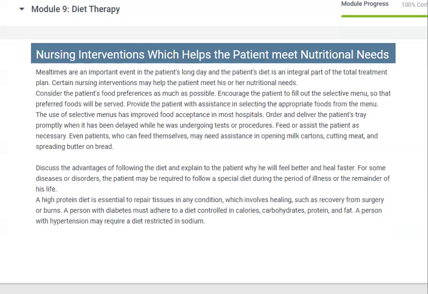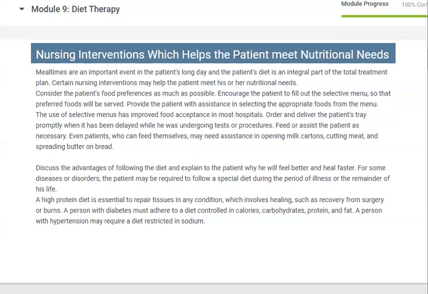Mealtimes are an important event in the patient's long day, and the patient's diet is an integral part of the total treatment plan. Certain nursing interventions may help the patient meet his or her nutritional needs. Consider the patient's food preferences as much as possible. Encourage the patient to fill out the selective menu so that preferred foods will be served. Provide the patient with assistance in selecting the appropriate foods from the menu. The use of selective menus has improved food acceptance in most hospitals.